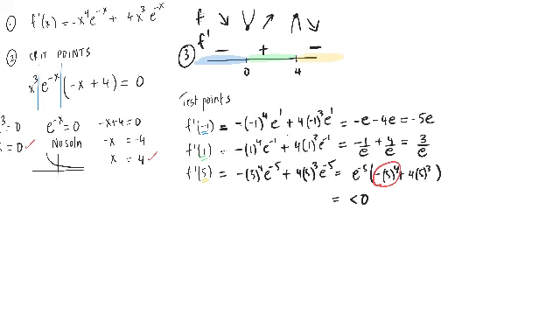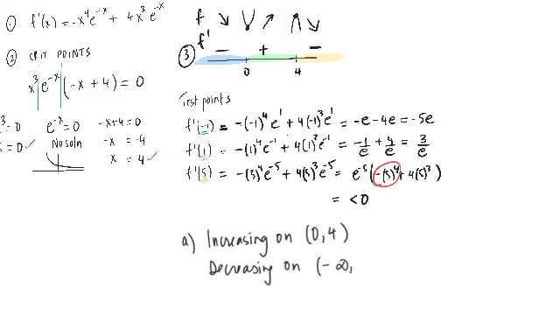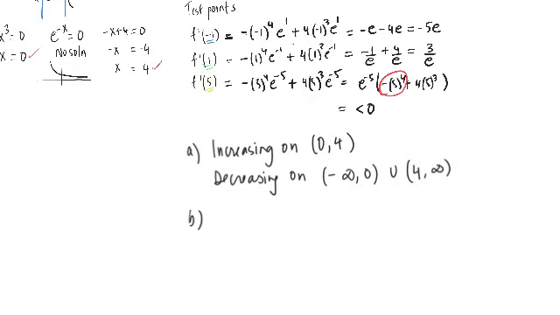So we can write the answer to part A as increasing on 0, 4 and decreasing on negative infinity to 0 union 4 to infinity. Part B is about the local maxima and minima. Here, I didn't have time to do this in class, but we really should find the y values, right? We know that the local minimum is at x equals 0. We'll do f of 0 back in the original equation, 0 to the 4th, e to the 0. This gives me 0. So 0, 0 is my local minimum.